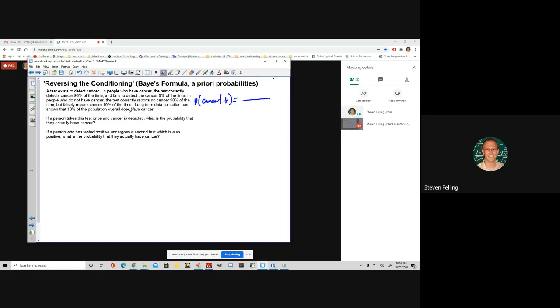The first thing that would happen is someone actually would maybe have cancer, or not have cancer. So either we have somebody who has cancer or somebody does not have cancer. I'll use the symbol for not cancer. And then they take a test, and the test could be positive or the test could be negative.